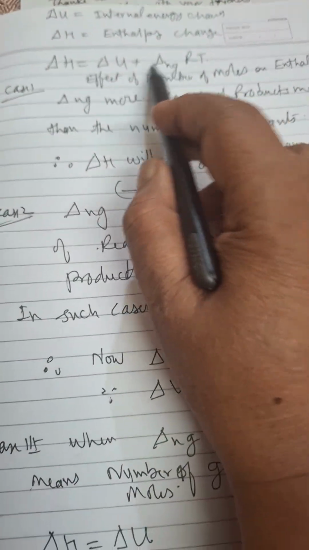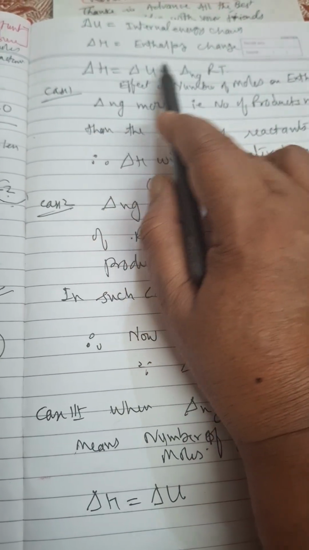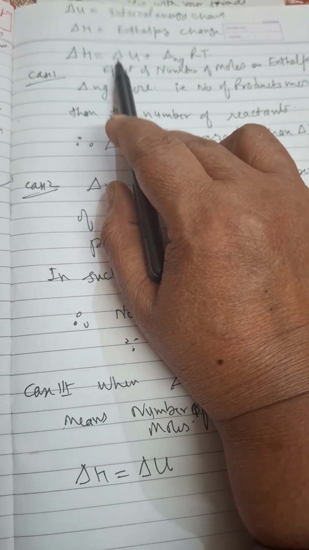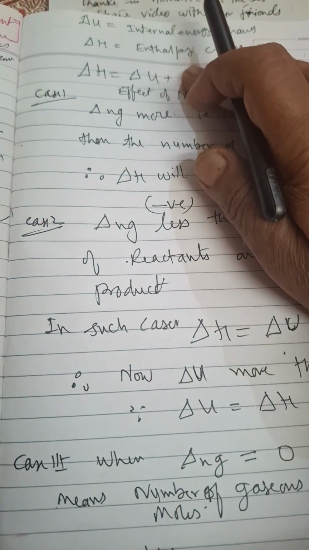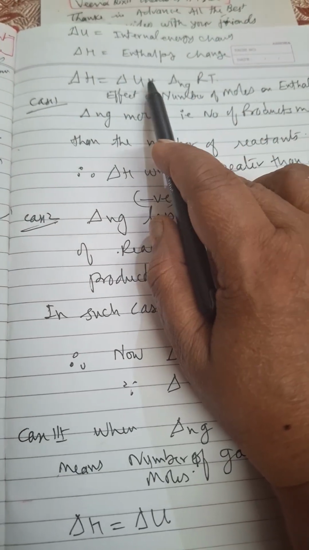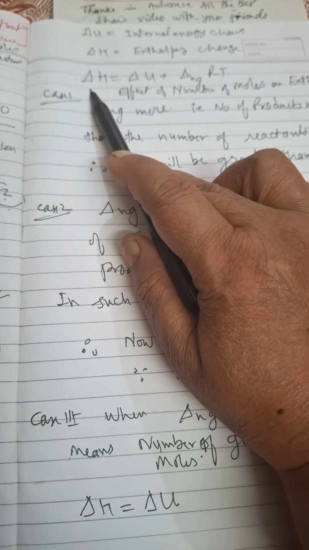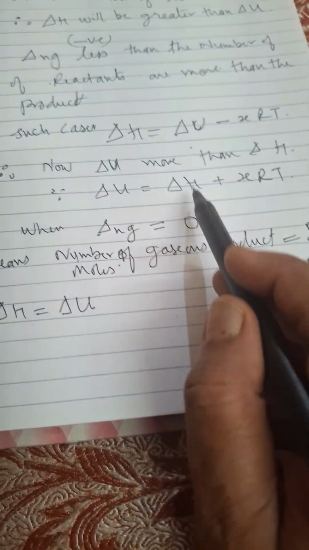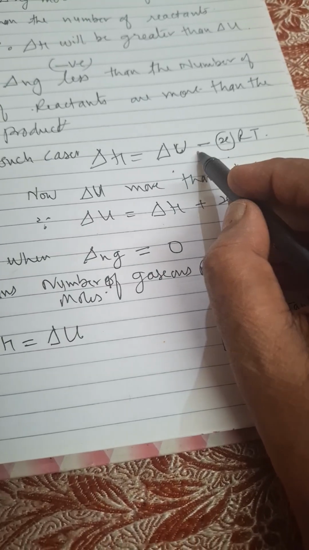When Δng has a negative value, at that time ΔH will be how much? At that time ΔH will be less than ΔU. Why? Because when they are equal, ΔH is equal to ΔU. But when it is a negative value, some amount is subtracted from the internal energy, and that gives you ΔH. It means ΔU will be ΔH plus xRT. Suppose I decide that x mole is a negative value.